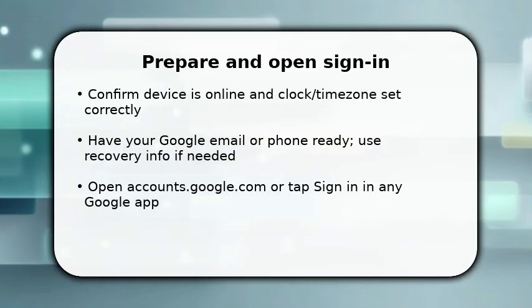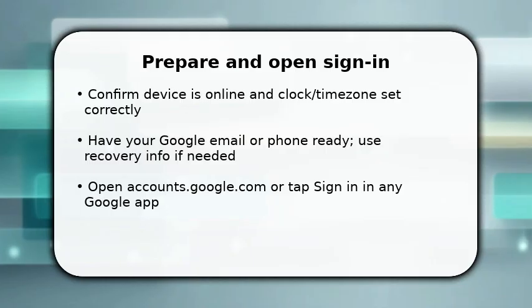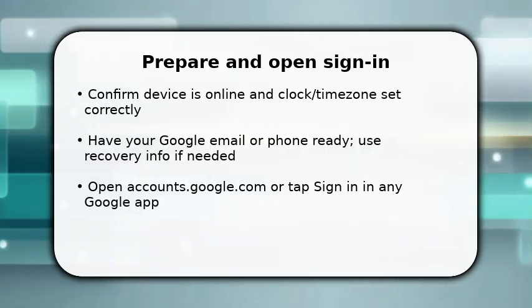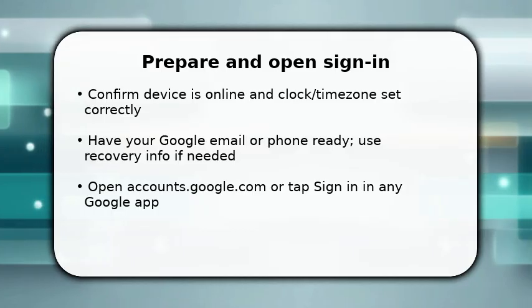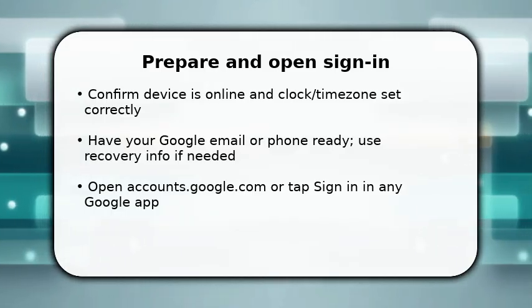Enter your Google email or phone number now so the account lookup runs. This speeds the next step. Make sure you use the account identifier you normally use. If you have multiple accounts, pick the one you want to access before entering a password.